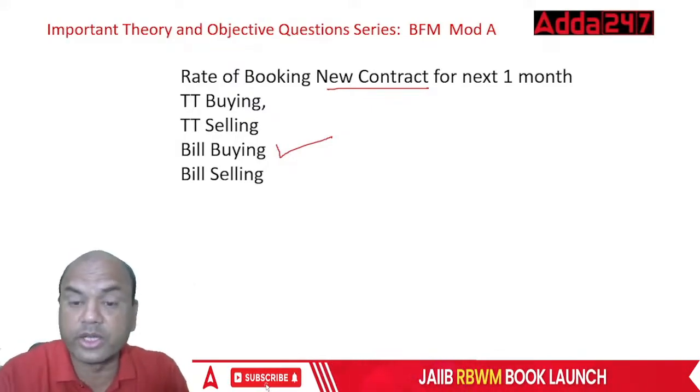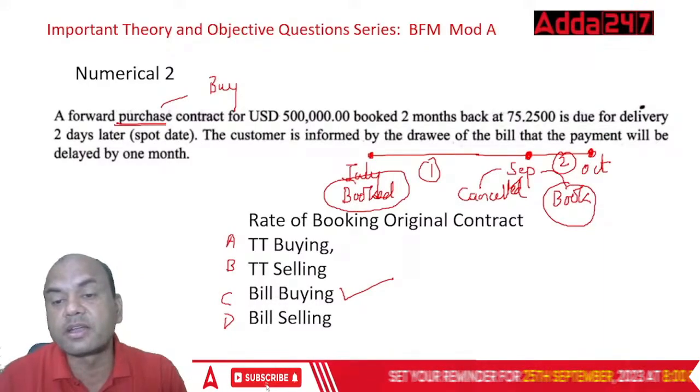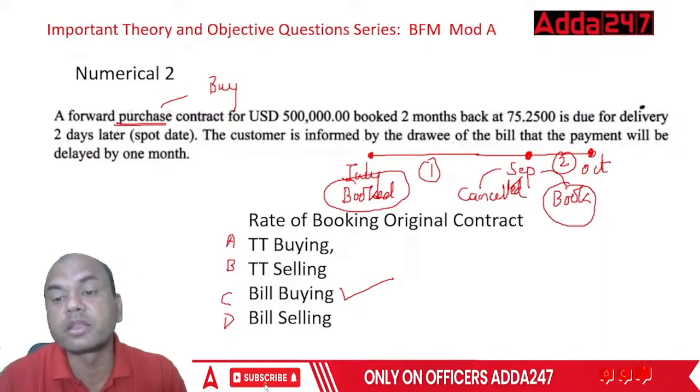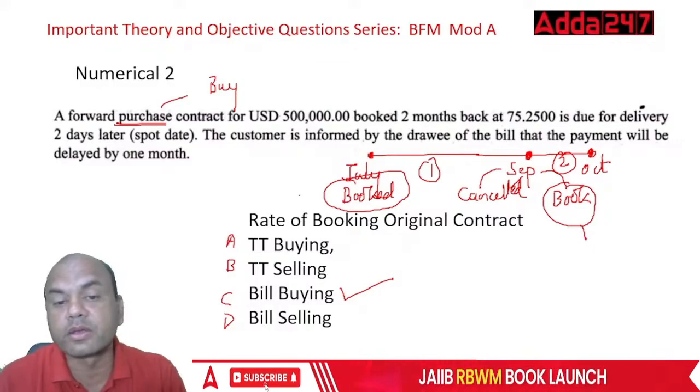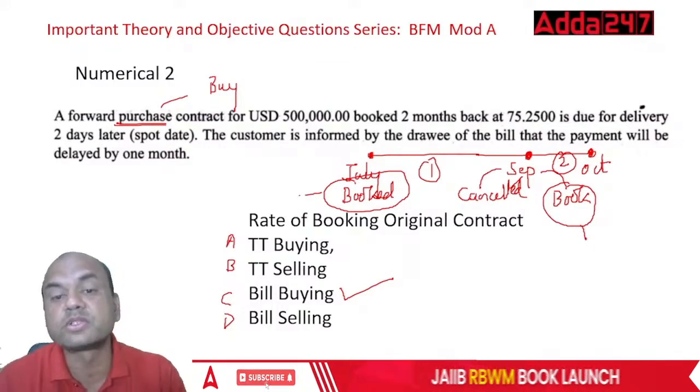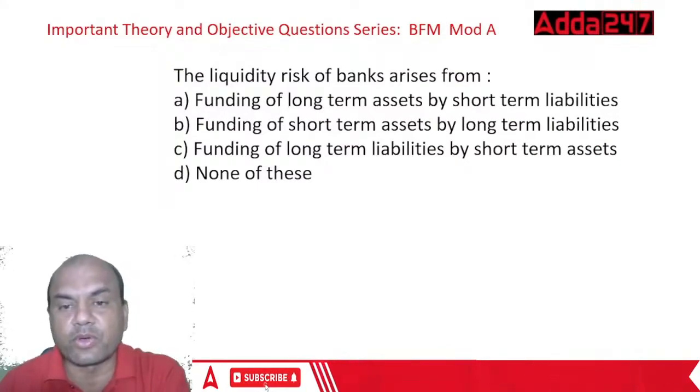So this is what you need to understand. This is the crux of the problem. Cancelling this at spot rate or TT rate, booking the new and the original logic again, bill buying rate. But the rates over here will be different than the rates over here because this is today's situation. This was July's situation.